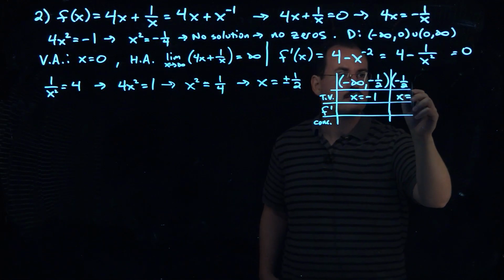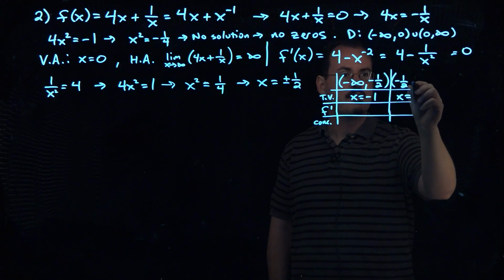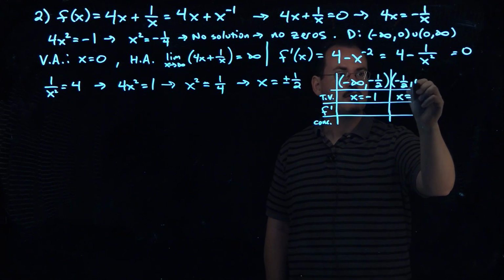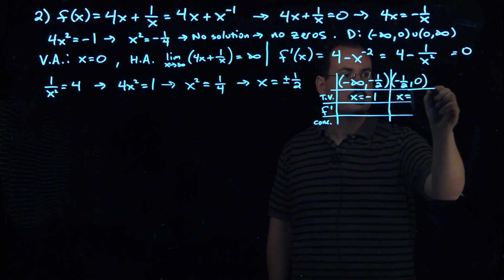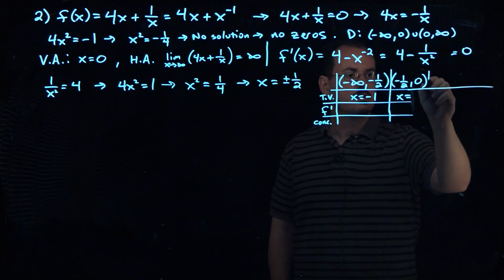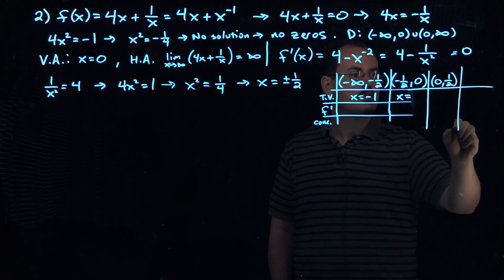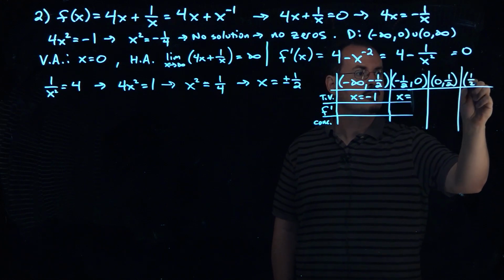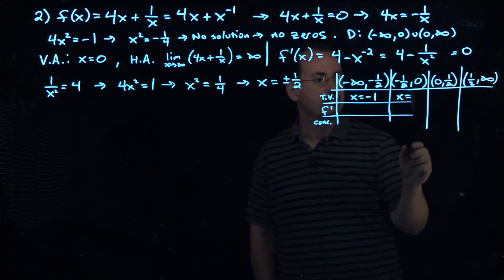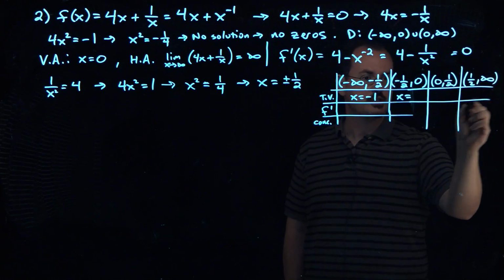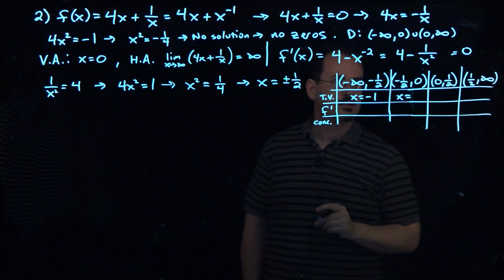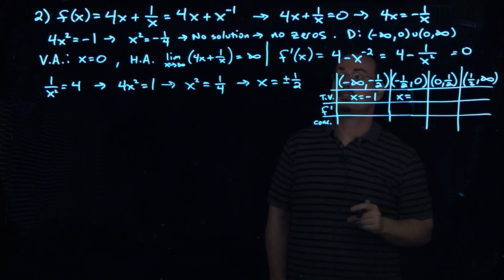So let's see, I'll fix my table here. We're going to go from minus 1/2 up to 0 there. That's what we should have done. And we'll go from 0 to 1/2, and then from 1/2 to infinity. So we actually have 4 columns on this thing instead of 3. And again, let's try not to make the mistake that I just made.